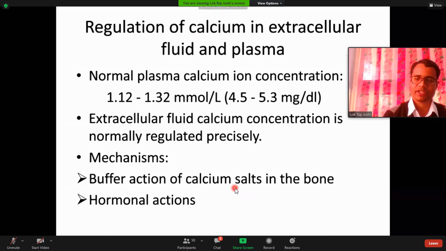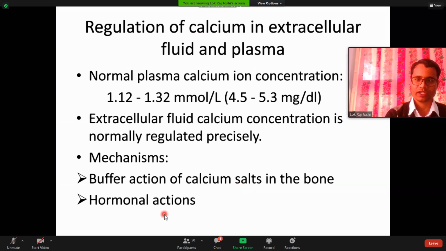And these are just reversible chemical reactions. Therefore, when there is excessive calcium ions in the ECF, there will be combination of these calcium ions and other ions like phosphate to form calcium phosphate. And when there is decrease in calcium level, calcium phosphate dissociates to give calcium ions. And the stores of these calcium salts are mainly in the bone.